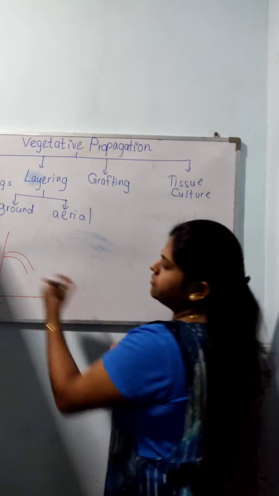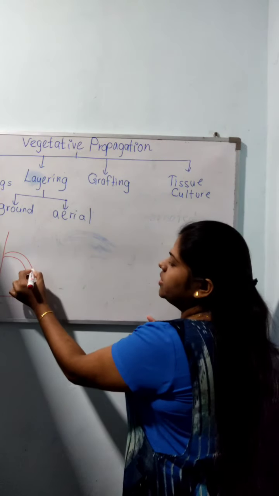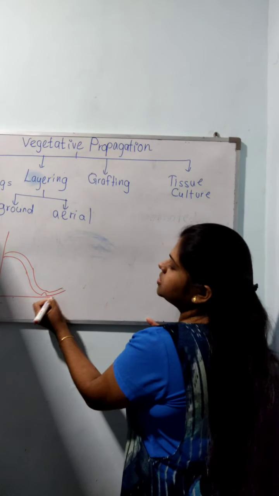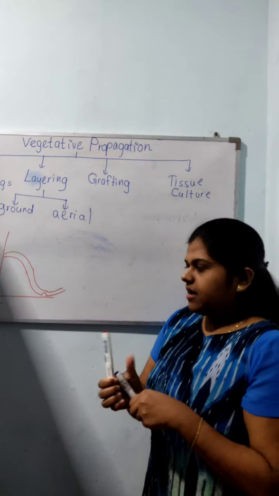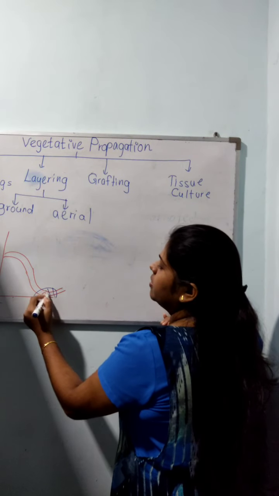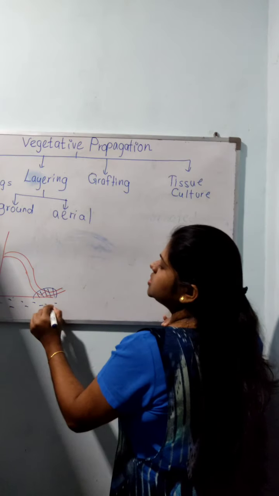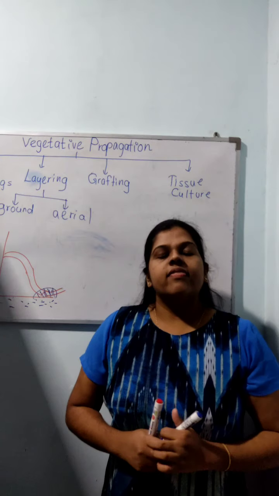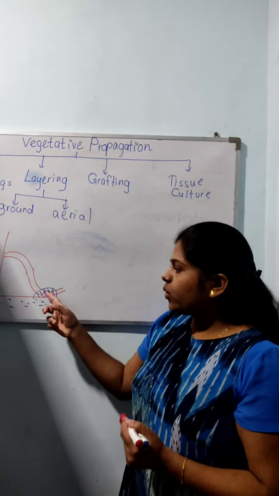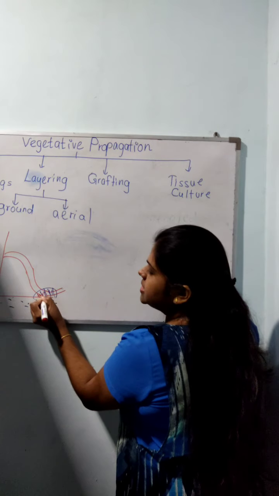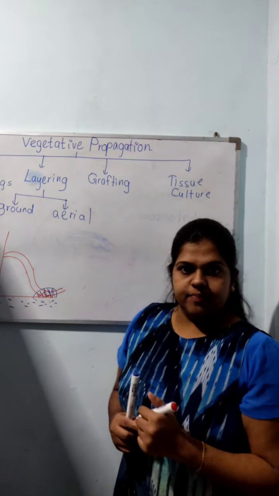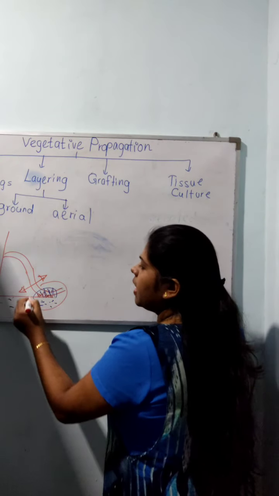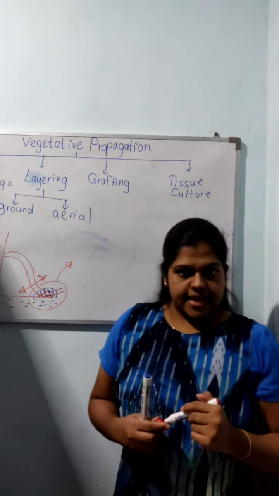If this is the soil and this branch is somewhat near the soil, we make a small cut in the underground part of this branch. You can see there's a small cut, and we cover this place with some soil and compost medium. After some time, you can see that roots have come from this place. New roots have occurred. After that, you can cut this branch from this place and plant it in a separate area.